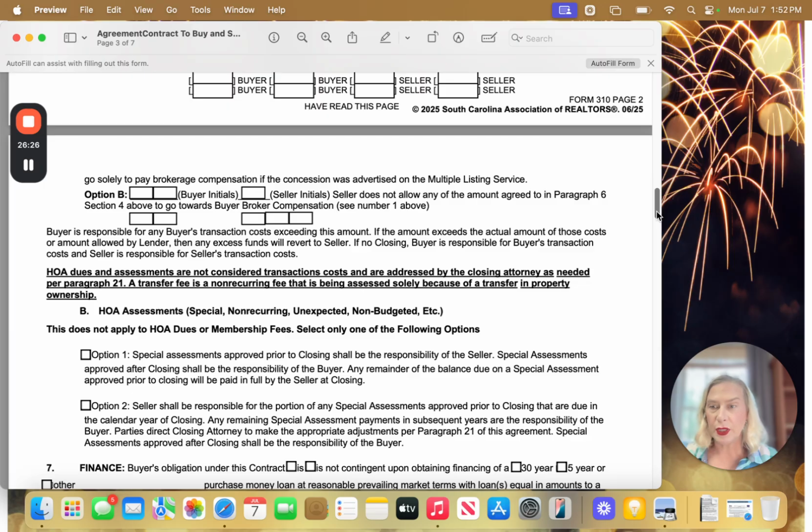If you see in this bold area, it says that the HOA dues and assessment are not considered transaction costs and are addressed by the closing attorney as needed under paragraph 21. A transfer fee is a non-recurring fee that will be assessed solely because of the transfer of the ownership of the property. Again, all of that will be done under adjustments, just like property taxes. So depending on what day you close, all of that's going to be prorated. You guys are going to be fine. So you don't need to worry about addressing that particular issue and who's going to pay for that.